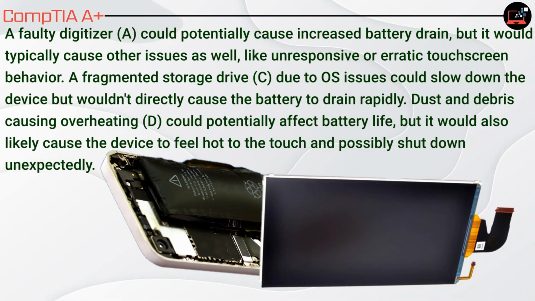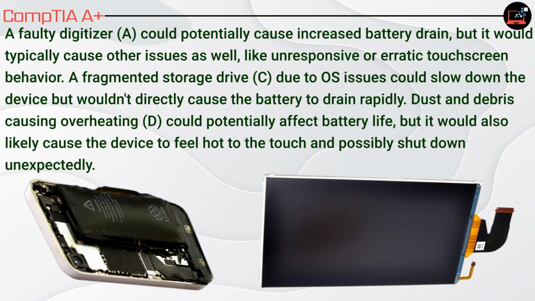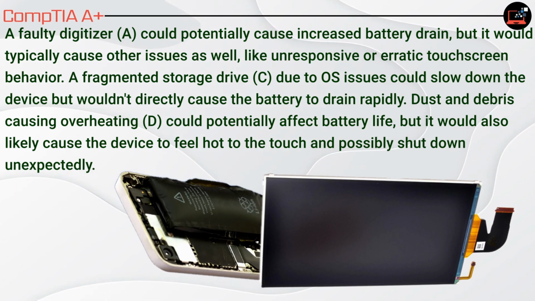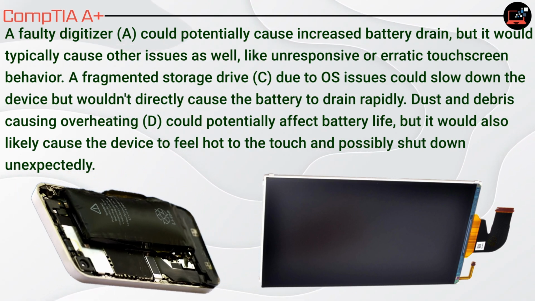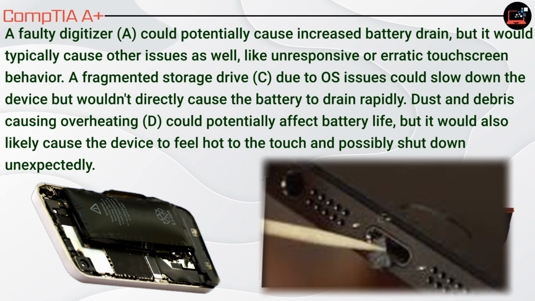A faulty digitizer, A, could potentially cause increased battery drain, but it would typically cause other issues as well, like unresponsive or erratic touchscreen behavior. A fragmented storage drive, C, due to OS issues, could slow down the device, but wouldn't directly cause the battery to drain rapidly. Dust and debris causing overheating, D, could potentially affect battery life, but it would also likely cause the device to feel hot to the touch and possibly shut down unexpectedly.